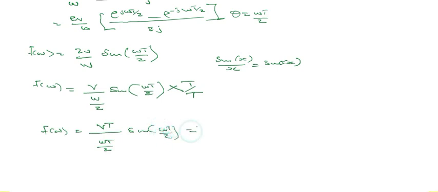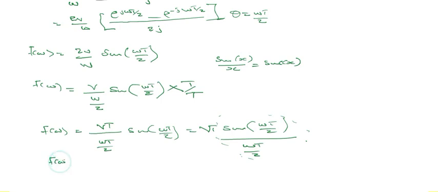So this is the same thing as vt sine open bracket, omega t over 2, all over omega t over 2. So now you see that we have manipulated this equation. This entire part of the equation is the same thing as sinc. So now f of omega is equal to vt sinc of omega t over 2. So now this is our expression.